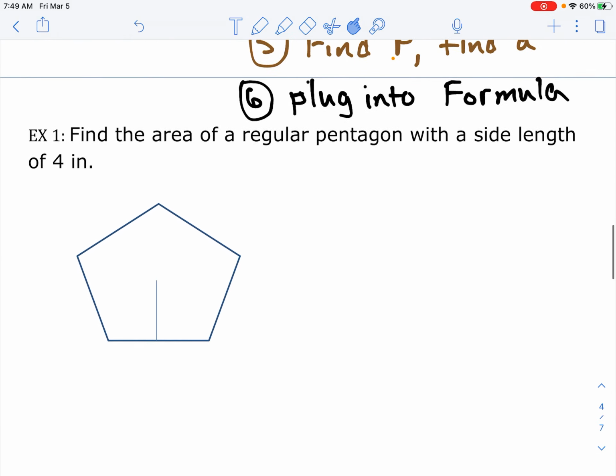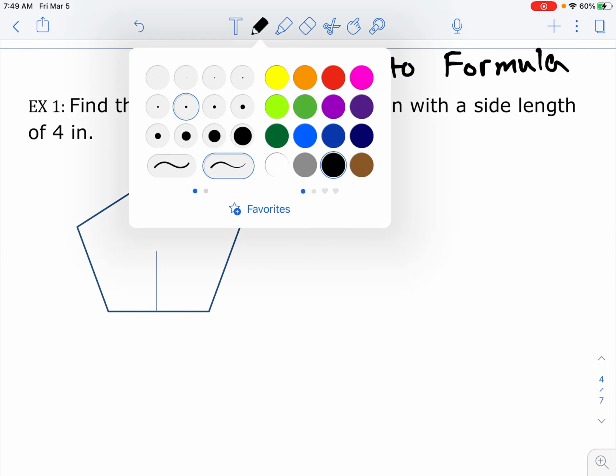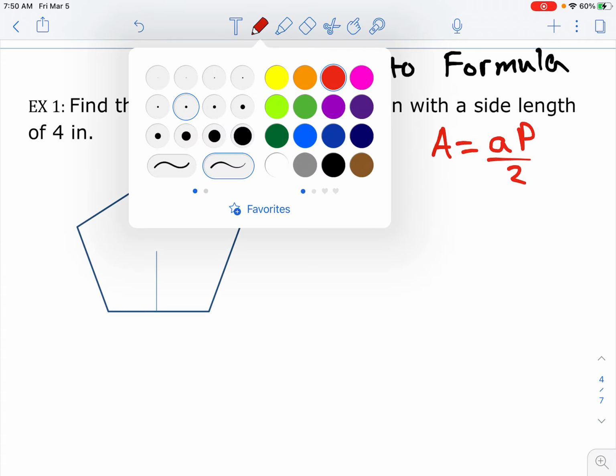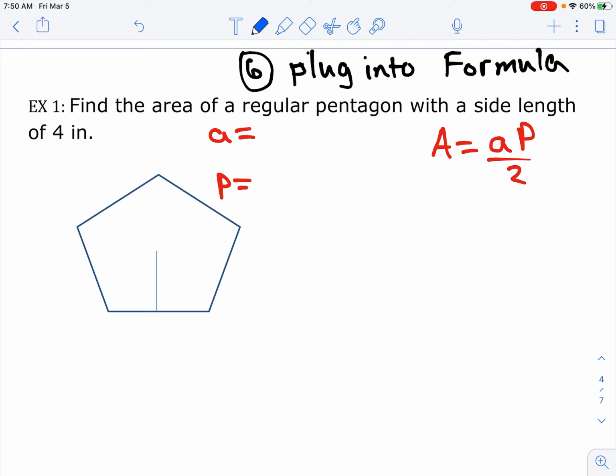All right, so let's go ahead and look at an example. I'm going to list the formula right over here on the side so that we don't have to keep going back and forth. Apothem times perimeter divided by 2. Remember, we need to identify the apothem and the perimeter before we can do this. Now, let's go ahead and read the question and see what they gave us.